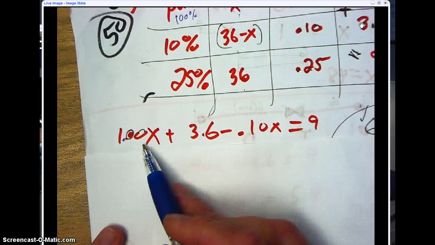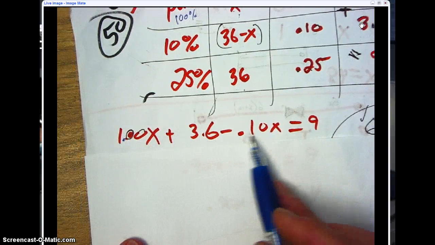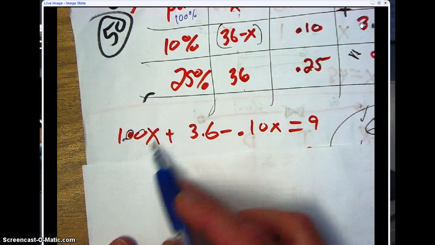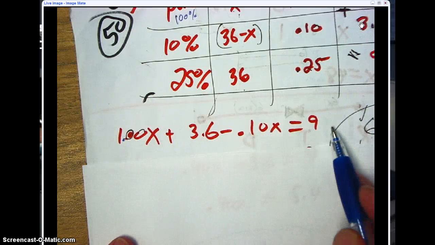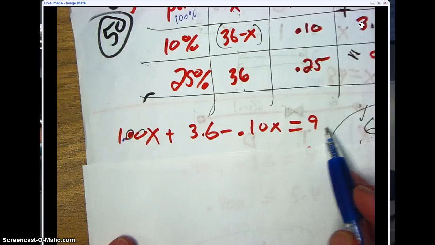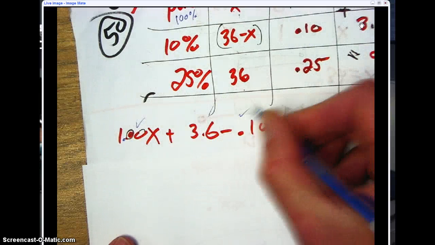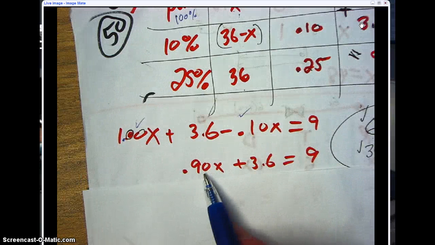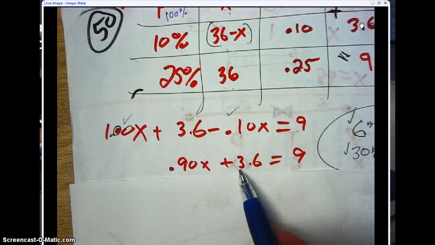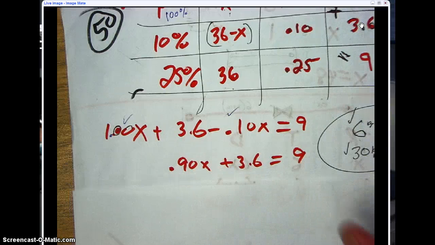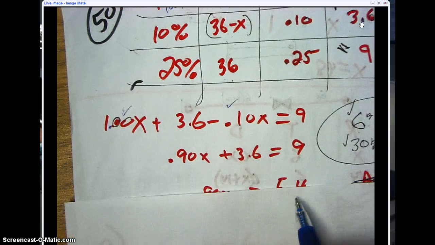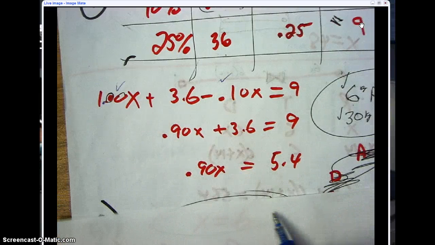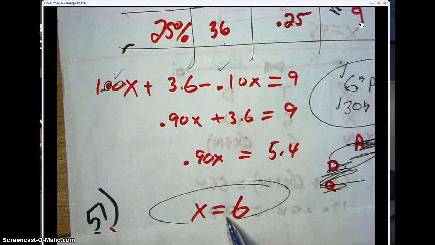1.00x is 100x plus 3.6 minus 10.10x equals 9. Now again, you can decimal bust. You can move the decimal over twice for everything and you would be okay, or you could just leave it like this. If you combine like terms here, 100% minus 10% is 90%, or 0.9. Minus plus 3.6 is 9. Subtract 3.6 from both sides, and that's where that 5.4 comes from. And then divide by 0.9, and you end up with x equals 6.